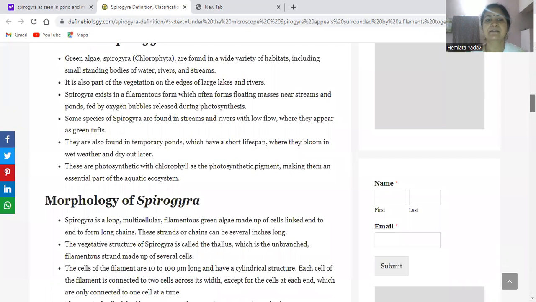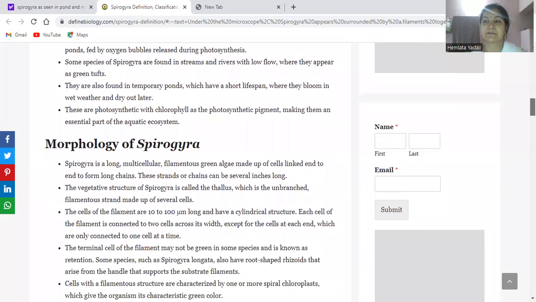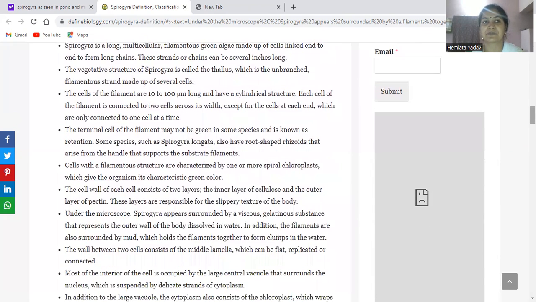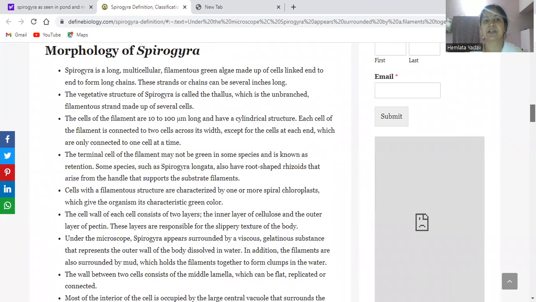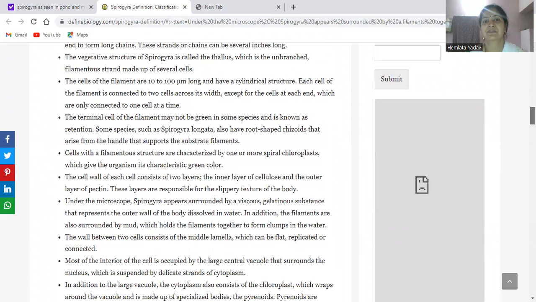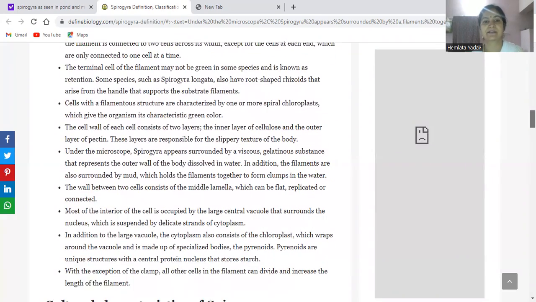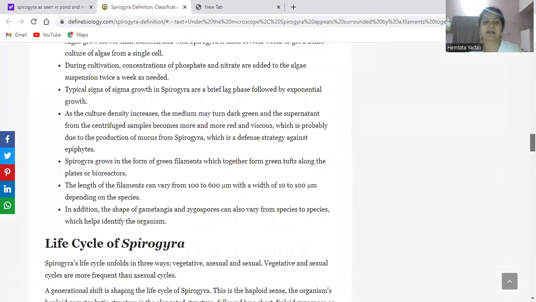Habitat of Spirogyra: it lives in a wide variety of habitats including small standing bodies of water like that pond I said. They are also found in temporary ponds and they have chlorophyll as a photosynthetic pigment, making them an essential part of the ecosystem. Multicellular filaments are algae made up of cells linked end to end to form long chains. These chains can be several inches long, and Spirogyra has the spiral chloroplast as a characteristic feature.